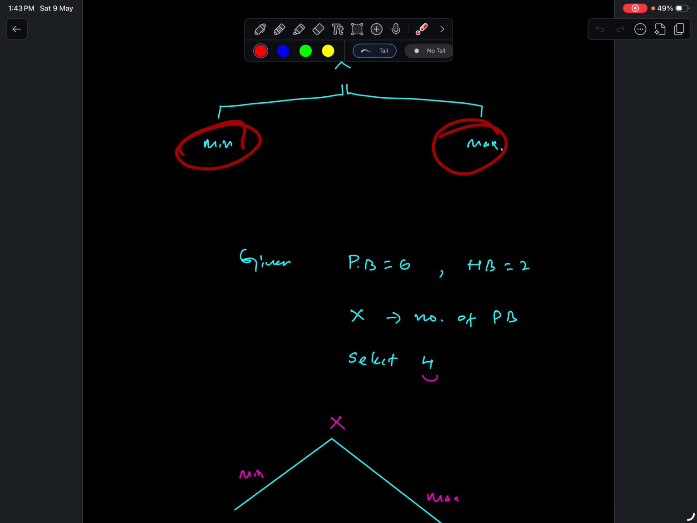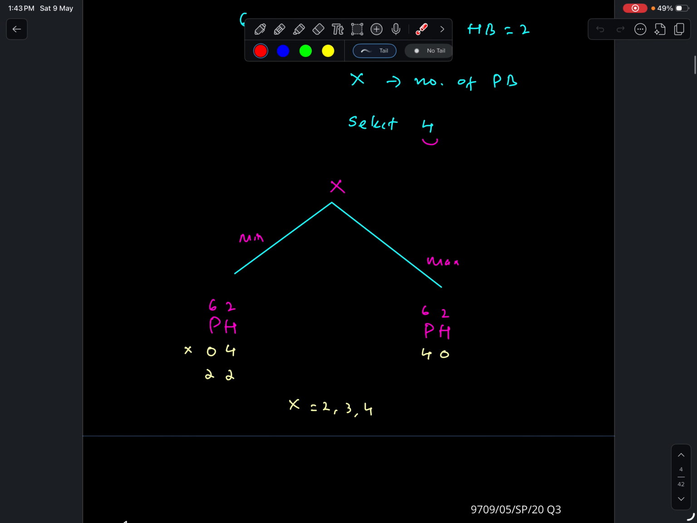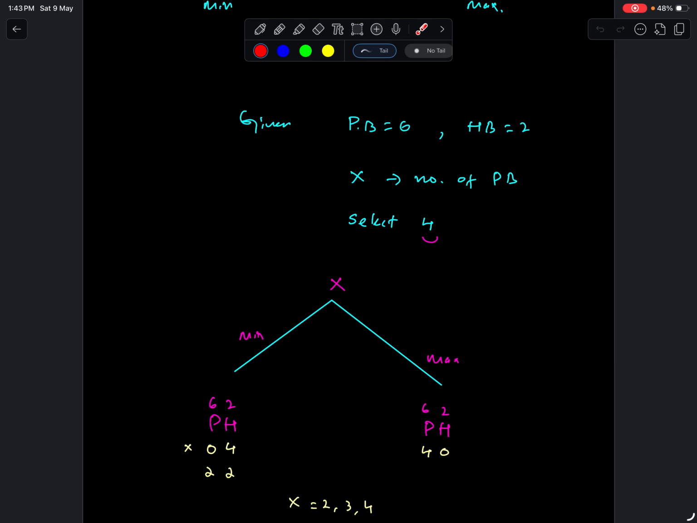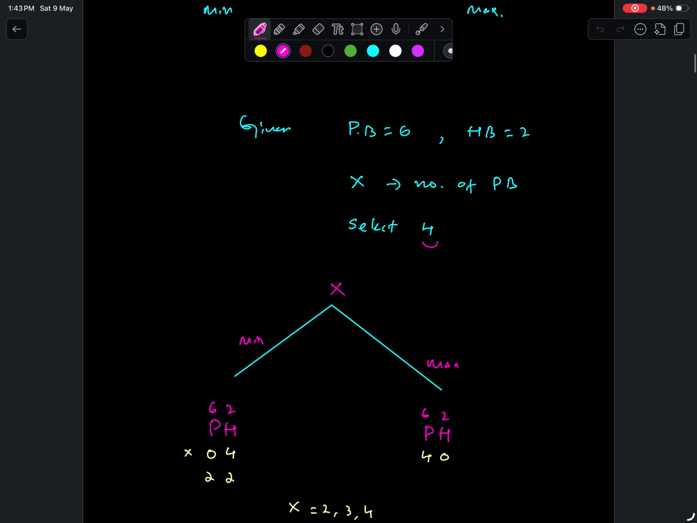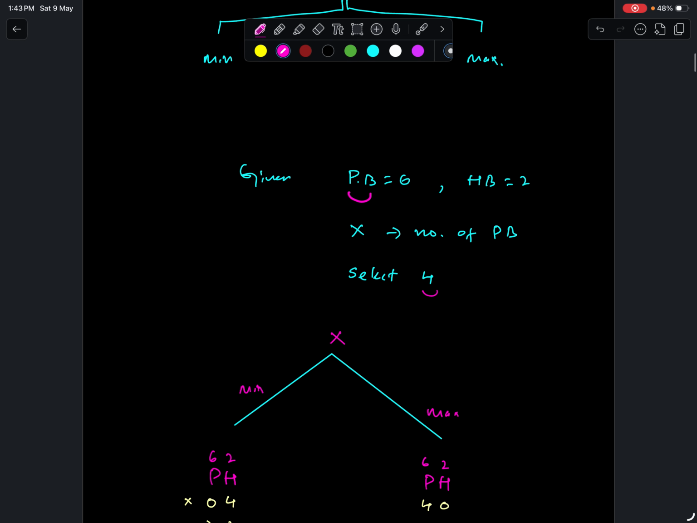So minimum, maximum. Okay, let me change this. Let's suppose, I forgot what it means. Okay, let's suppose we have A here and B here, or we can just suppose male and female.